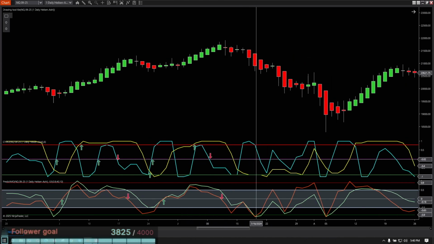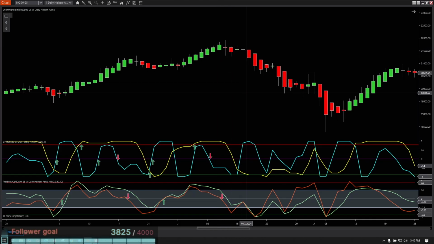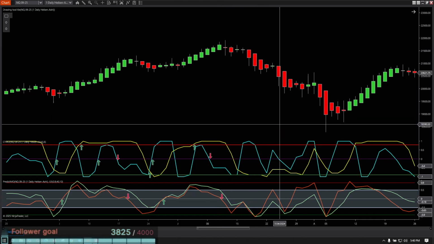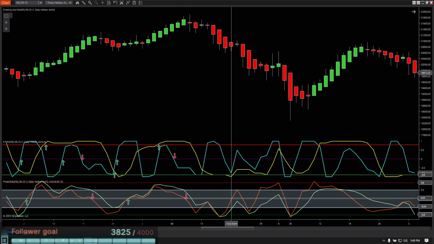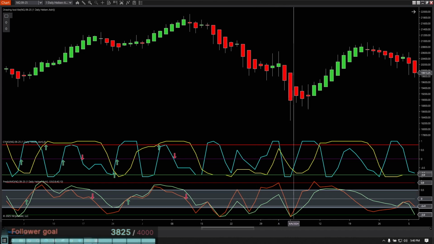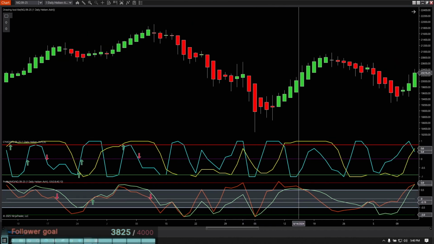All right. And then what happens? You've got a nice little drawdown right here that comes down. Again, caught very well by your predictor coming below the zero line right there. Boom. Catches the first leg, catches the second leg, and also catches the third leg to the downside right there.